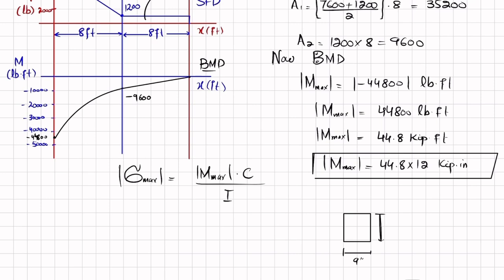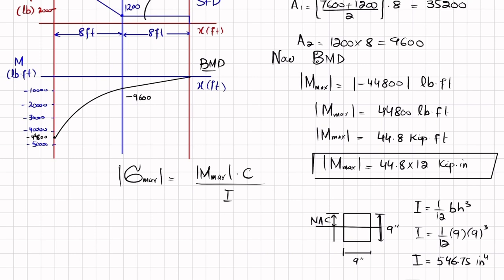So we will find the moment of inertia for this beam, and if we take the half of this, that will be its neutral axis, NA. For this, I for rectangular or square is 1 over 12 BH cube. Here B is 9 and H is also 9, so 9 power 3 will give you I. When you calculate, I will be equal to 546.75 inch power 4. What about C? C is the distance from neutral axis till top or bottom, which is equal to 9 divided by 2. So C is equal to 4.5 inch.